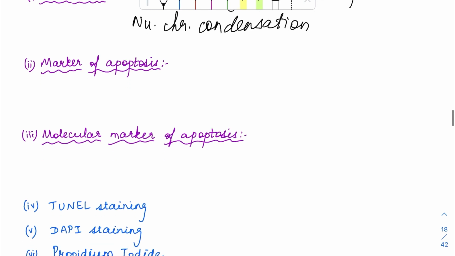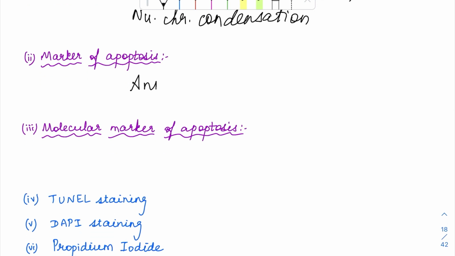So what is the marker of apoptosis? We have a stain called annexin V. Annexin V stain can be used for detecting apoptosis. This actually detects the flipping of phosphatidylserine. So the flipping of the phosphatidylserine will be detected by this stain, and that is how you find out that this cell is undergoing apoptosis.